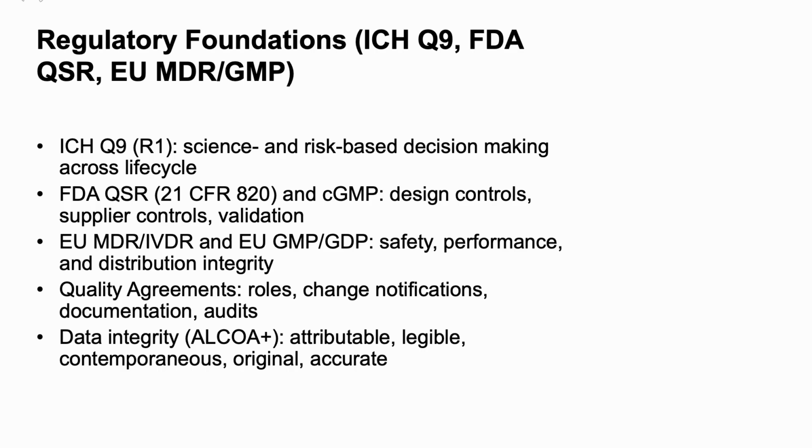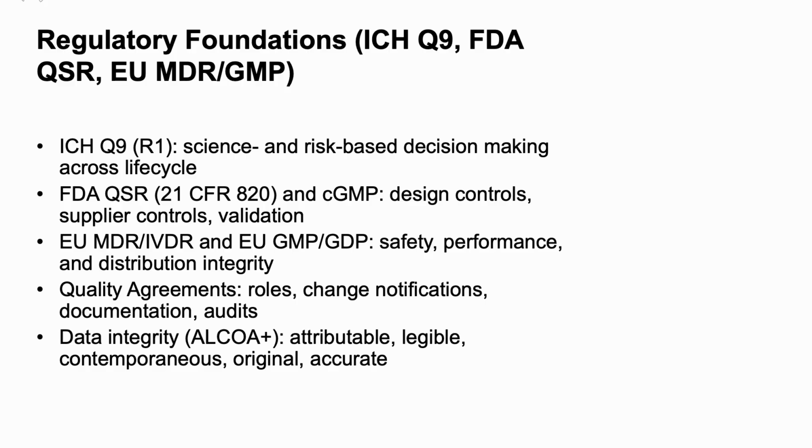calibration, and deviation management. Across jurisdictions, expectations converge on documenting risk rationales, implementing proportionate controls, and demonstrating that monitoring systems detect and correct drift before patient risk escalates. Quality agreements translate these expectations into specific, bilateral commitments between a manufacturer and a supplier or service provider.